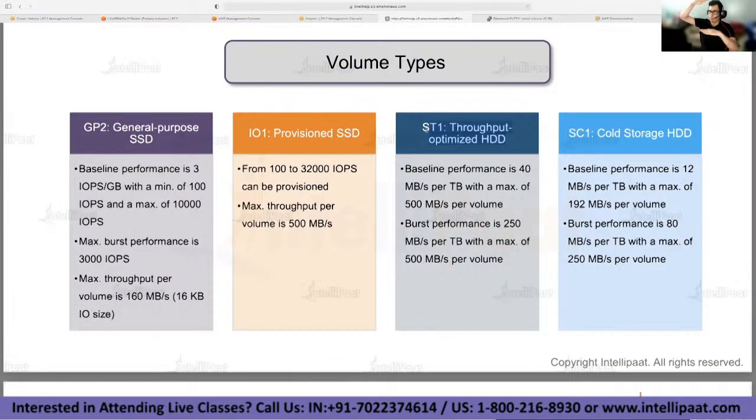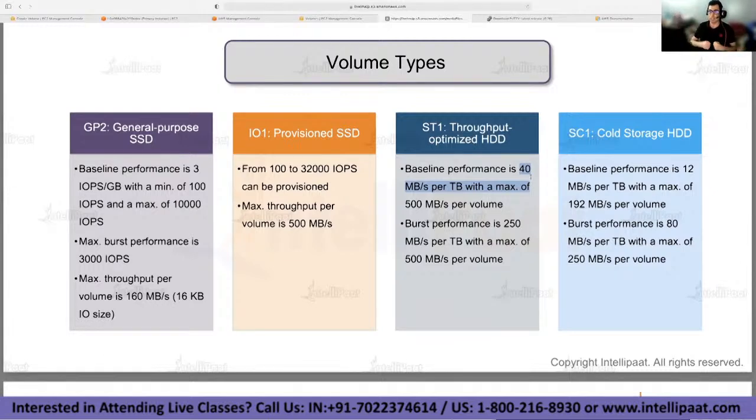Baseline performance means this one. Burst performance is the topmost performance. So it says it can burst. The baseline performance is 40. Let's suppose this is 40 and this is 250. So you can burst from 40 to 250, right? Baseline performance is the lowest performance, and burst performance is the topmost performance. So you can easily leverage from 40 to 250. So you can get the maximum performance.